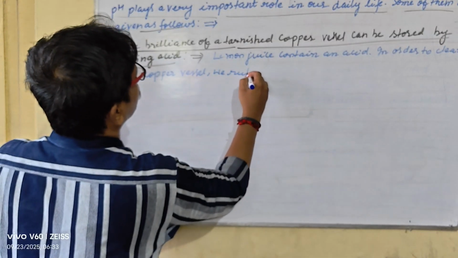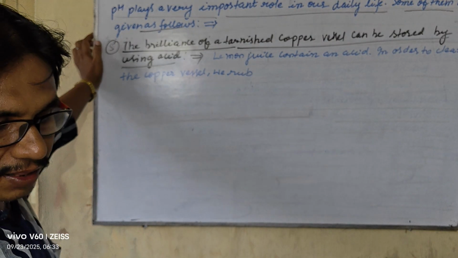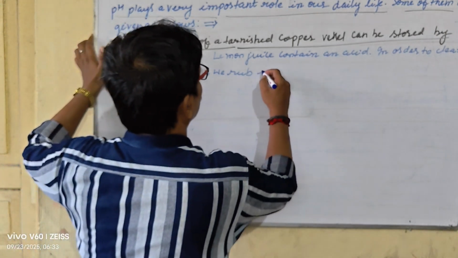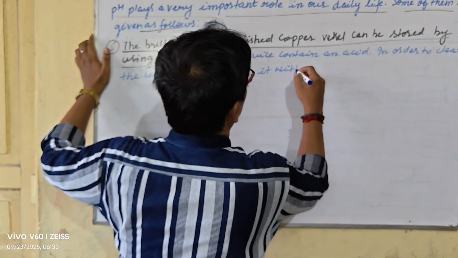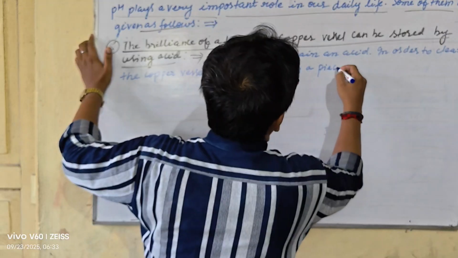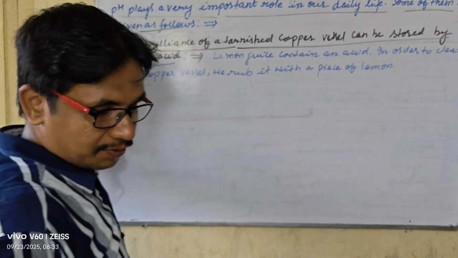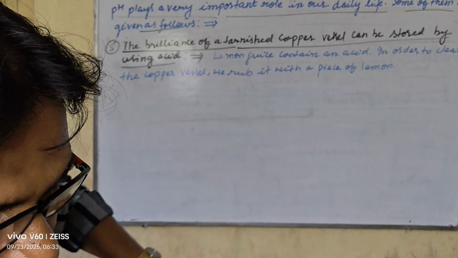In order to clean the copper vessel, we rub it with a piece of lemon. Why do we rub the piece of lemon?